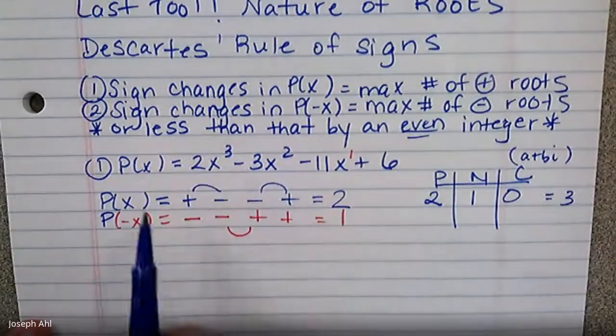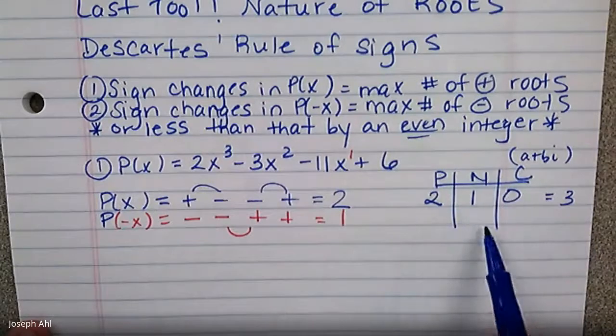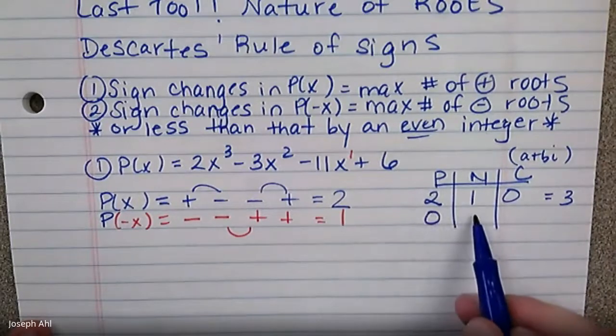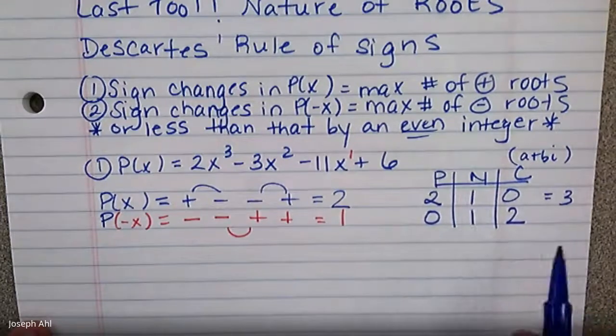But since we said it could be less than that by an even integer, you have to ask yourself, can you subtract 2 from either of these columns? The answer is yes. You can subtract 2 from the positives. That would be a 0 then. Where does that 2 that I subtracted away go? It goes over to the complex column.